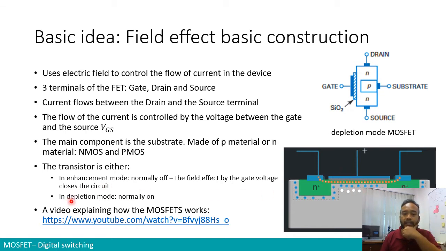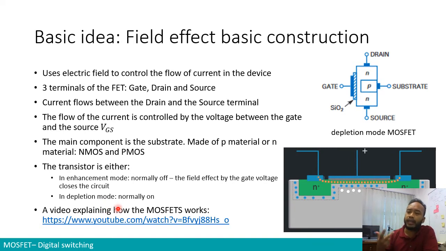But the other one is basically what we call depletion mode. Depletion mode is when the channel is already existing, and when you apply the voltage, the depletion layer will be reduced until it's turned off. So that's what we call depletion mode. So you might find the terms E-MOSFET and D-MOSFET. E-MOSFET stands for enhancement mode MOSFET, and D-MOSFET stands for depletion mode MOSFET.